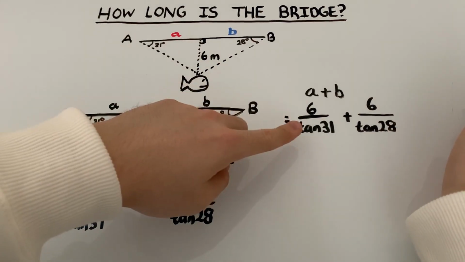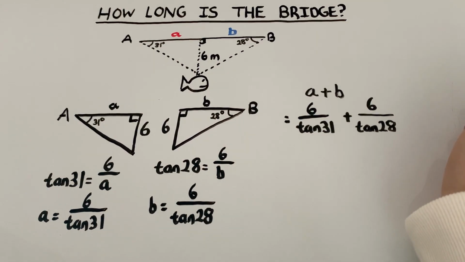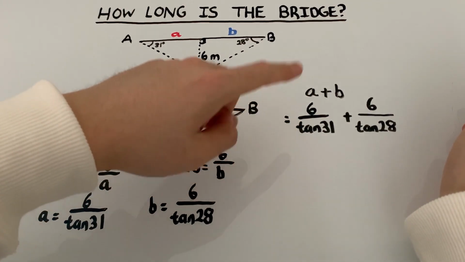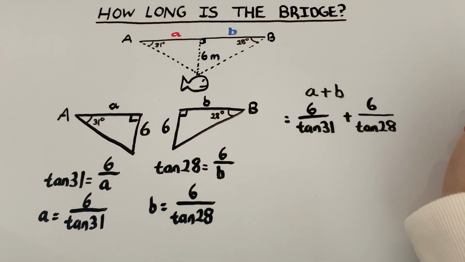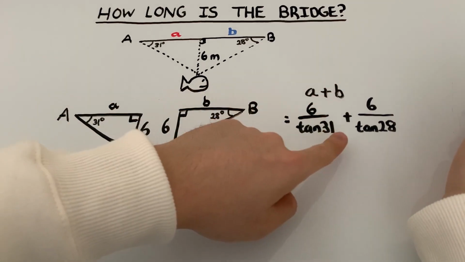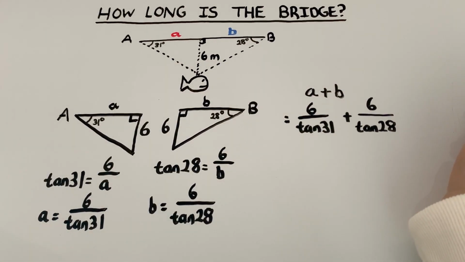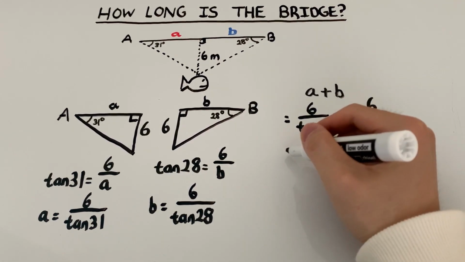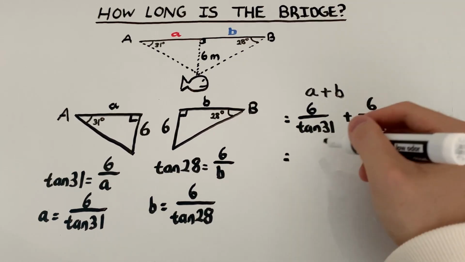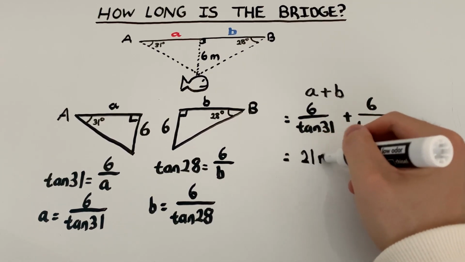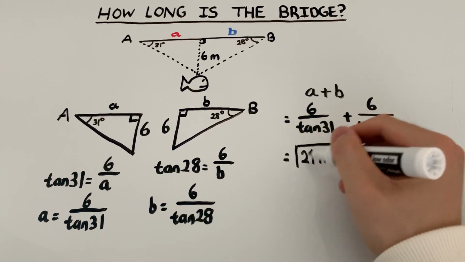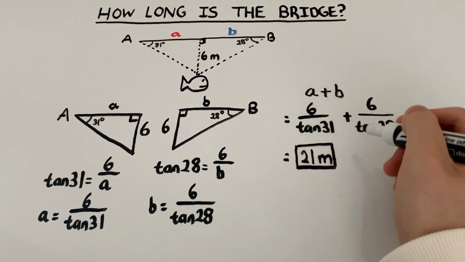And this is what I would recommend putting into your calculator. I wouldn't recommend finding 6 over tan 31 and 6 over tan 28 individually, because you'll get a really weird decimal, and then you might have to do some rounding. The final answer might be off a little bit, so try to keep this in exact form and then round your answer at the end. Punch this in the calculator, you get a total length of 21 meters. So the bridge is 21 meters long.